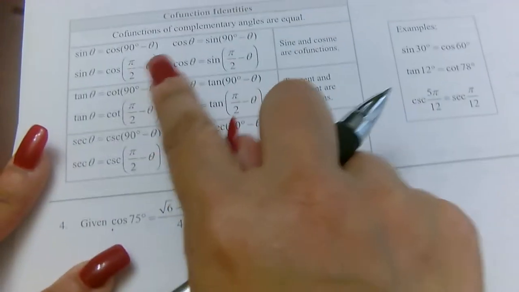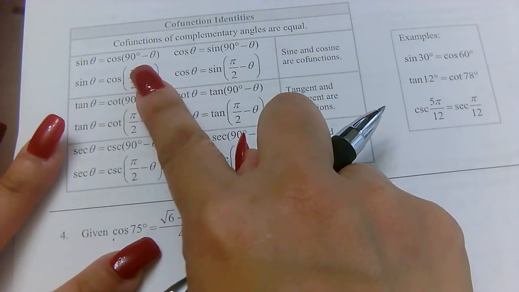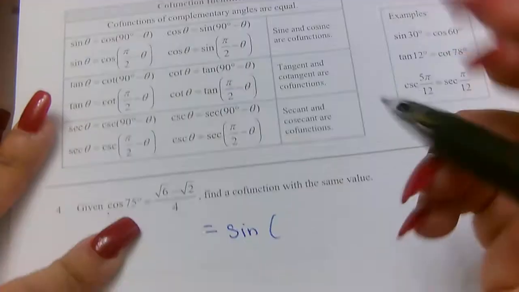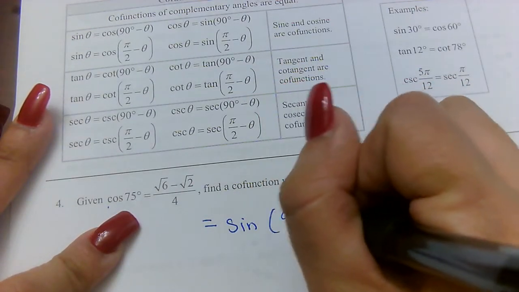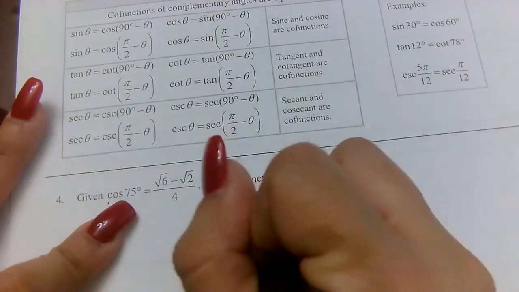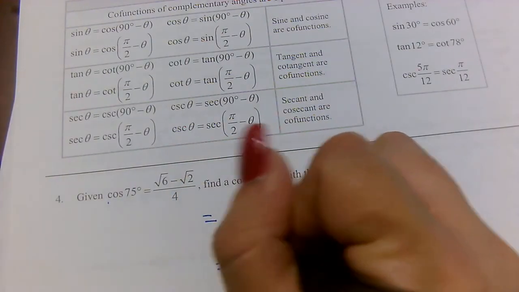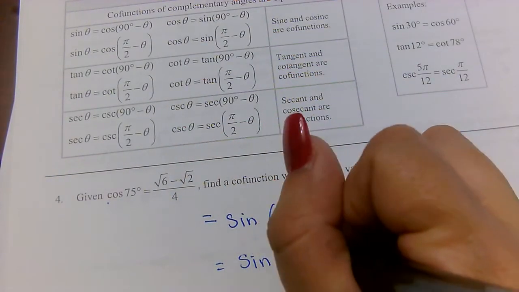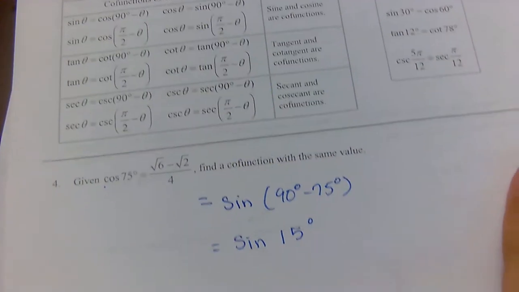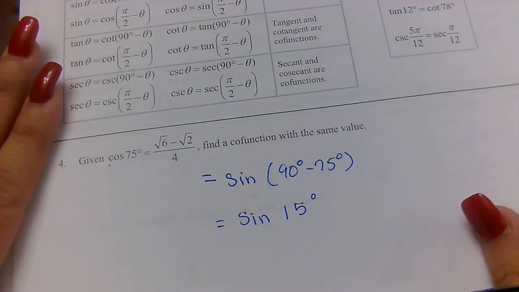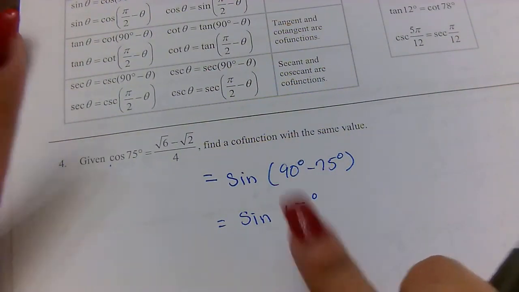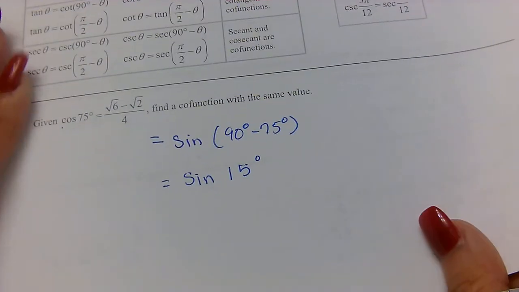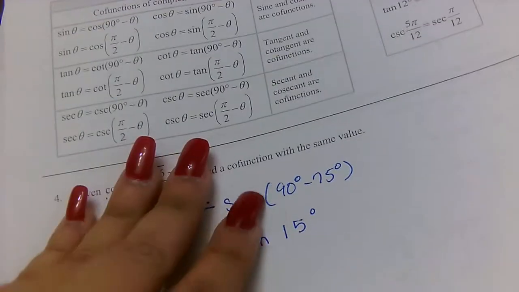I'm going to take my 90 degrees, since this is in degrees, and subtract the theta that's over here. So I'm going to say 90 degrees minus 75 degrees. That equals sine of 15 degrees. That's your cofunction. So don't make it out to be harder than what it actually is. All right, let's go on to the next one.